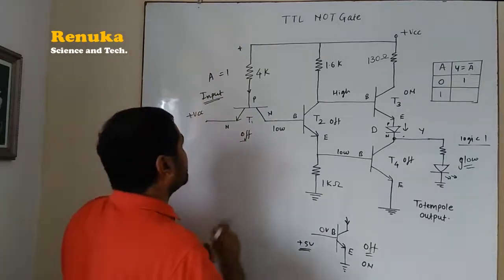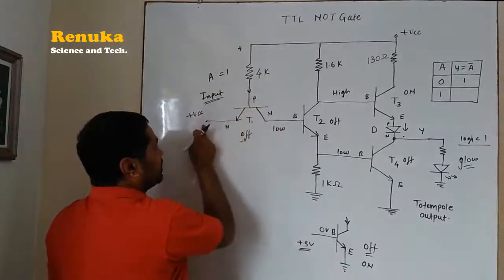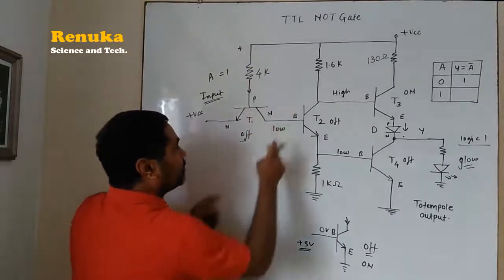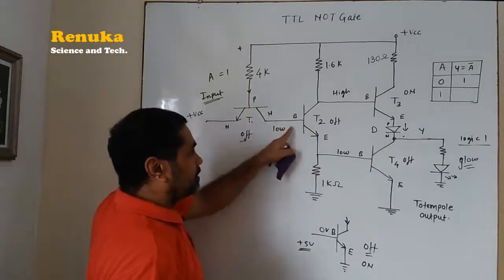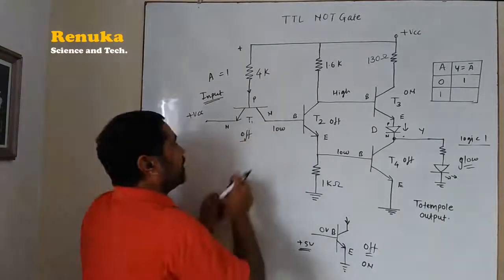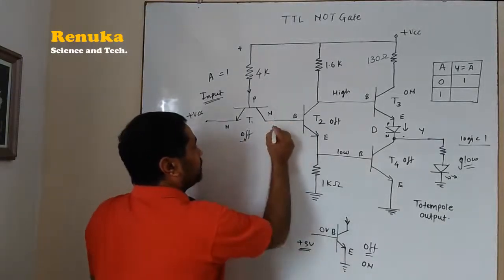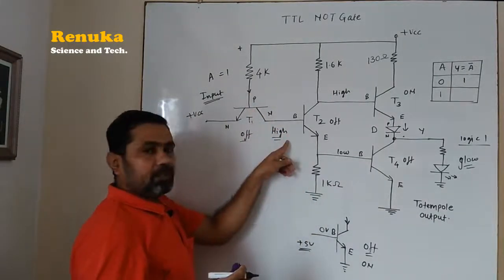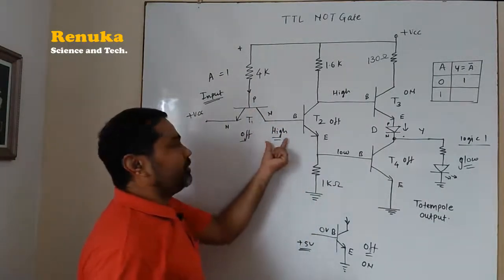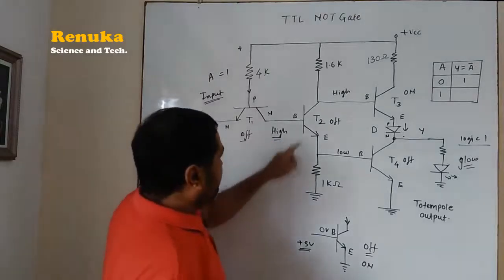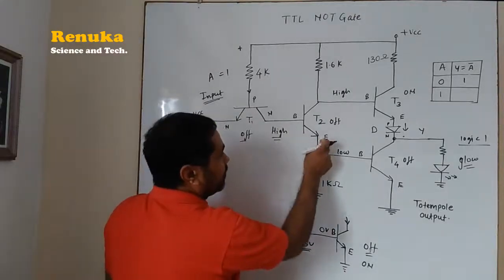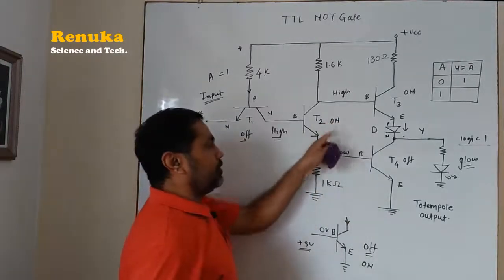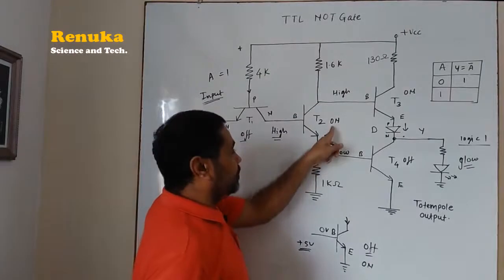And if the transistor is off, the path towards the plus VCC is off. So all the current will pass towards the collector of this transistor, and this collector is now getting high voltage. Why? Because all the current is flowing towards the collector. So that is why the voltage here will be high. This high voltage will turn on this diode, and obviously in turn the transistor T2 will be on.